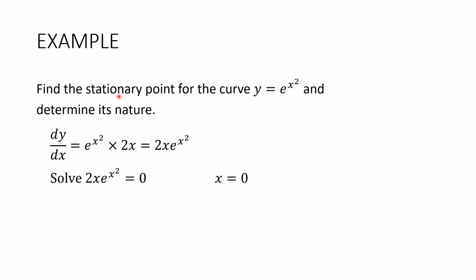Now we want to find the stationary point on this curve, so we need the y-coordinate as well. And all we do is substitute the 0 back into the curve. So y is going to equal e to the 0, which is 1.